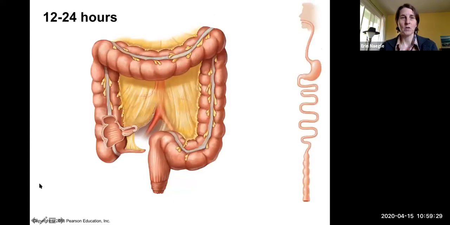Last section. 12 to 24 hours in the large intestine. So if you've been keeping track, about 4 hours in the stomach, 4 hours in the small intestines, we're up to 8 now. So 20 to 32 hours or so before you'll see your breakfast again. It's a good science experiment to be aware of.